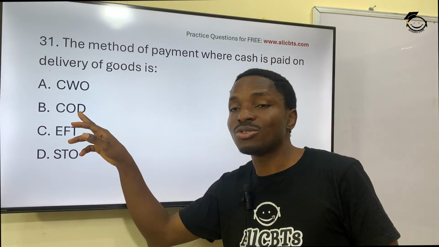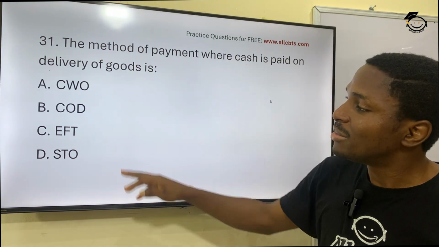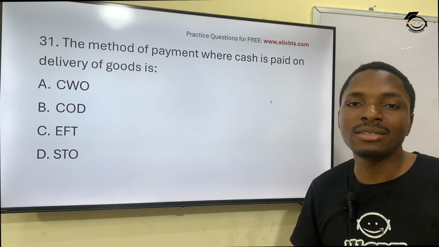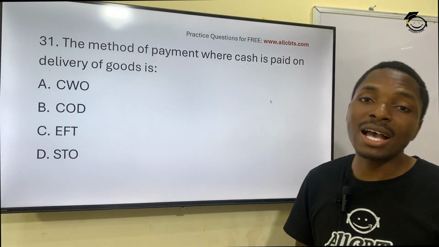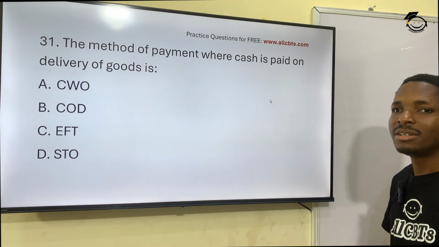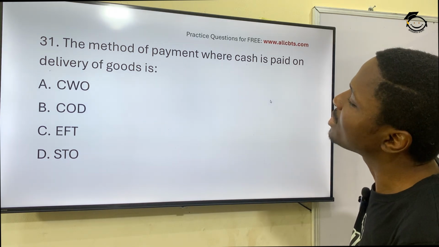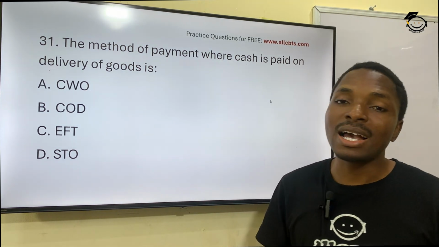31. The method of payment where cash is paid on delivery of goods. You must have seen these short codes before. But this is our answer here. COD. Cash on delivery. So the method of payment where cash is paid on delivery of goods is cash on delivery.